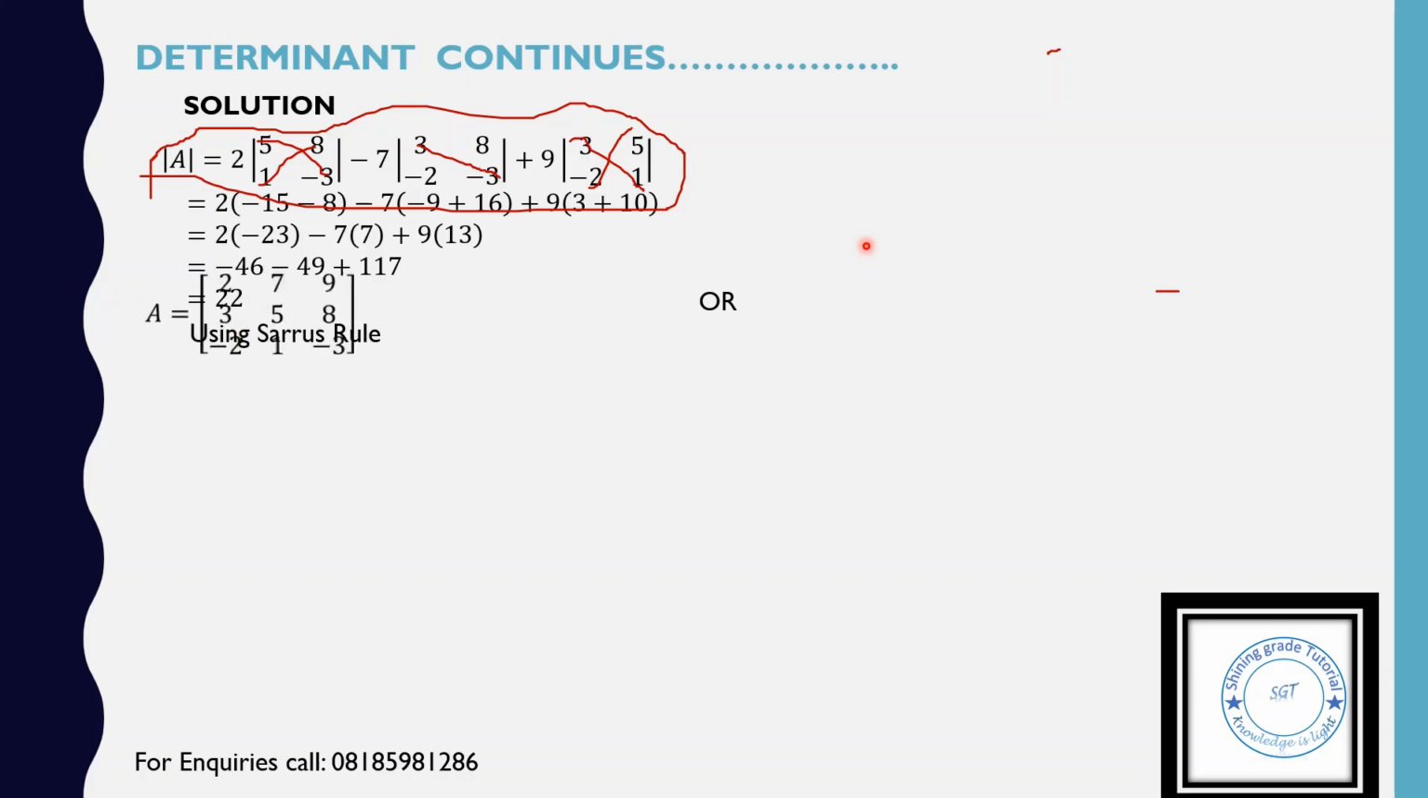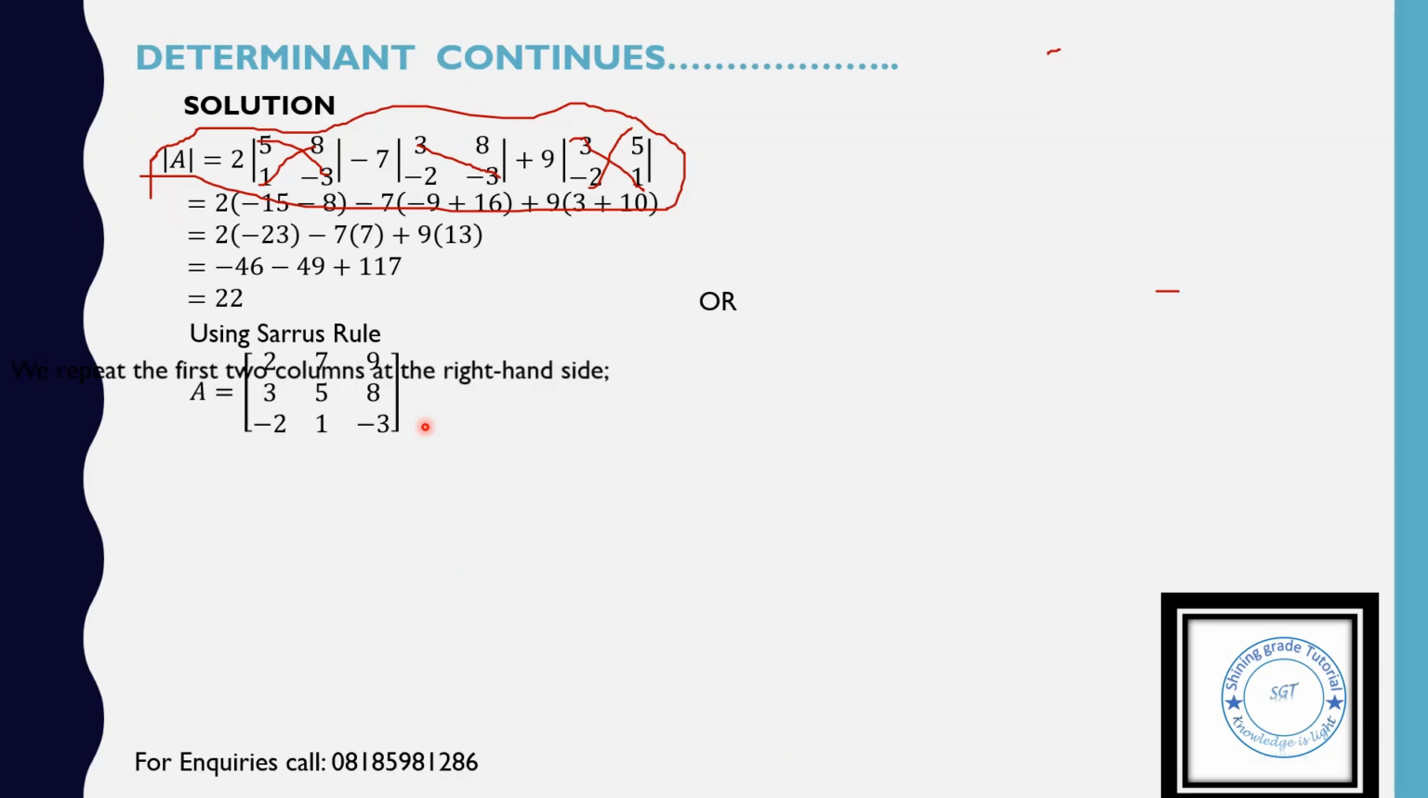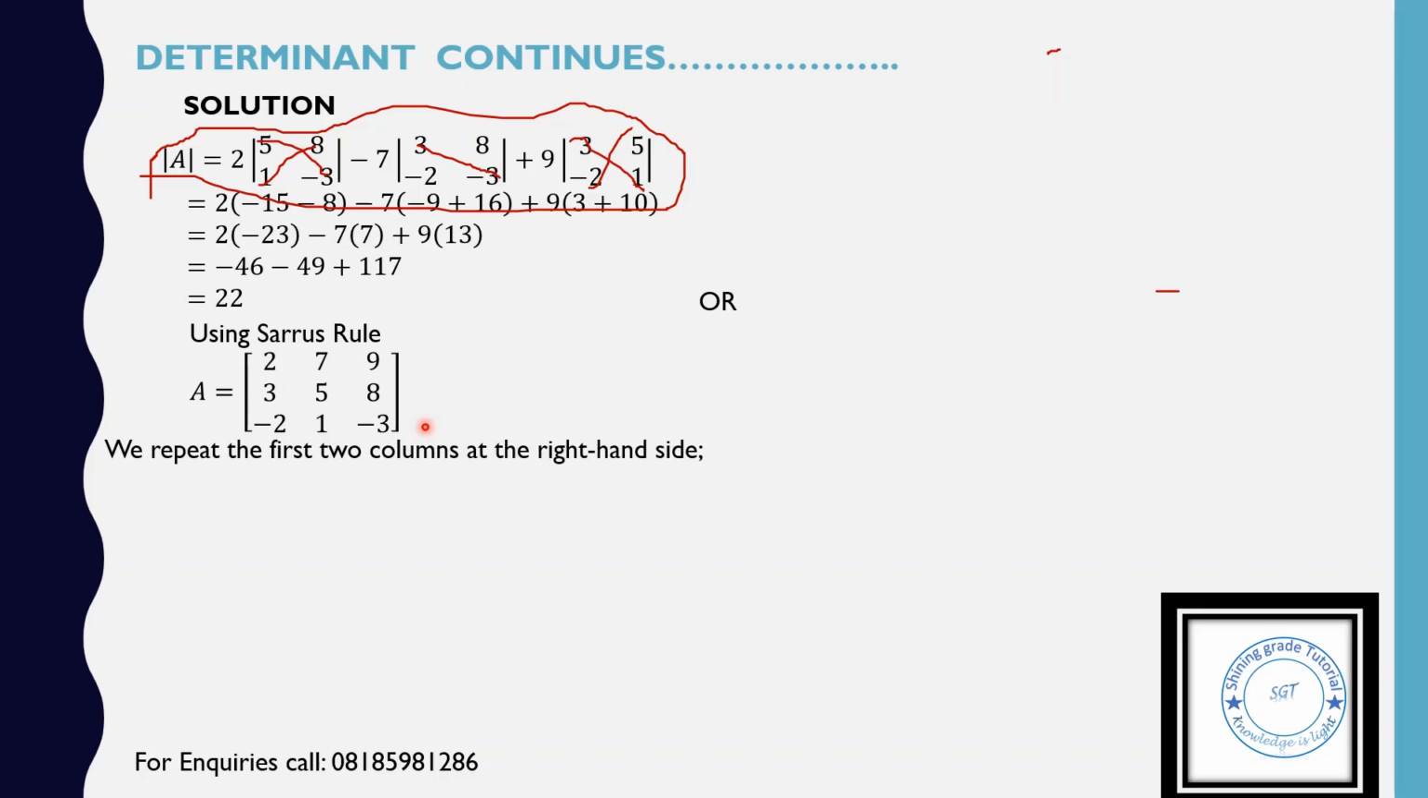So it's very, very fast. Since we have a matrix A and we have to find the determinant of A, repeat the first 2 columns at the right hand side, as shown below. So we have it here.